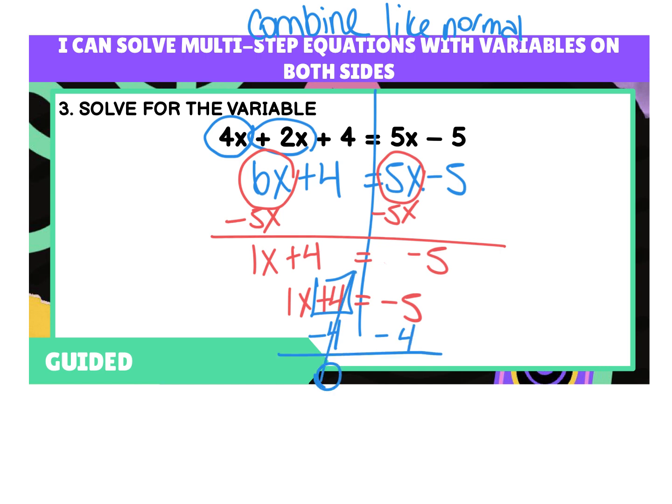This side gives me 0. That's why we do it. We want to get it to the other side. And negative 5 minus 4 will give us negative 9. So 1x, or x, equals negative 9. If I was there, I would ask, do we need to divide by 1? And y'all would tell me no, because we're just going to get the same answer. So x equals negative 9. Again, if they're on the same side, we add them, we combine like normal. If they're on different sides, we do the opposite so that we can get them to the other side.